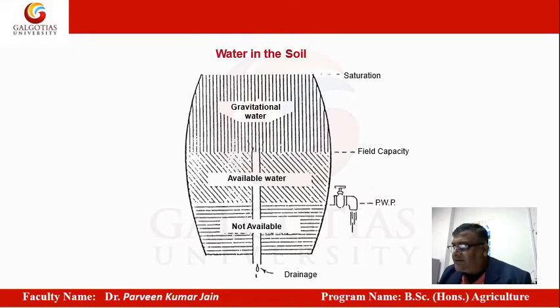So the water is now on top of the soil, and this situation is saturation, and that's why it is written there, saturation level. The water present in the soil is gravitational water. This is water which is of no use as such. That's why I was saying to you that this is totally wastage of water.